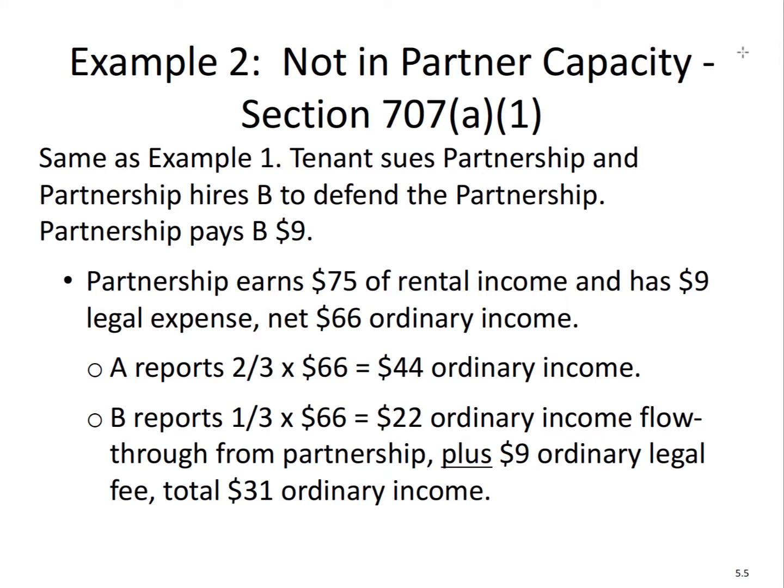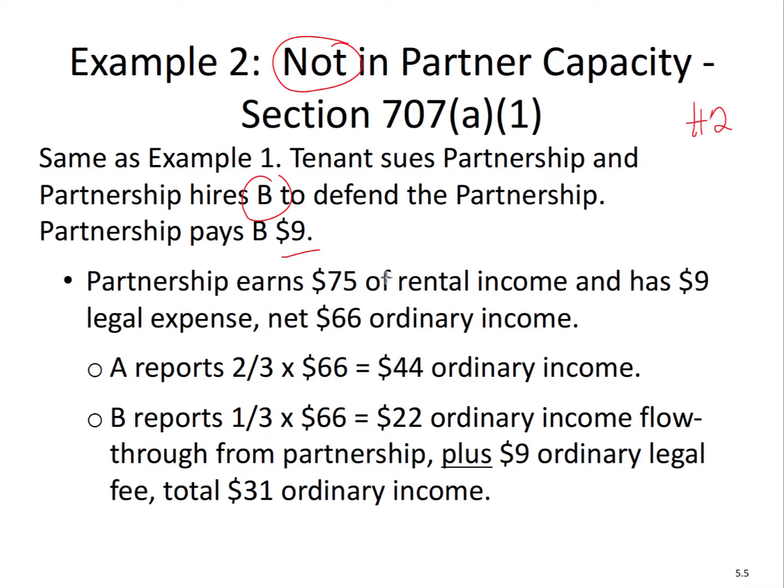So example 2, this is method number 2, where the partner is not in a partner capacity. So same as example 1, except the tenant sues the partnership and the partnership hires B, which is the lawyer, right? B is a lawyer to defend the partnership. Now the partnership, remember, was in the business of managing and renting out property, was not in the business of representing clients and law firms. But because B is a lawyer, how convenient, right? So let's just go to B. Now the partnership is going to pay B $9 for doing the legal services.